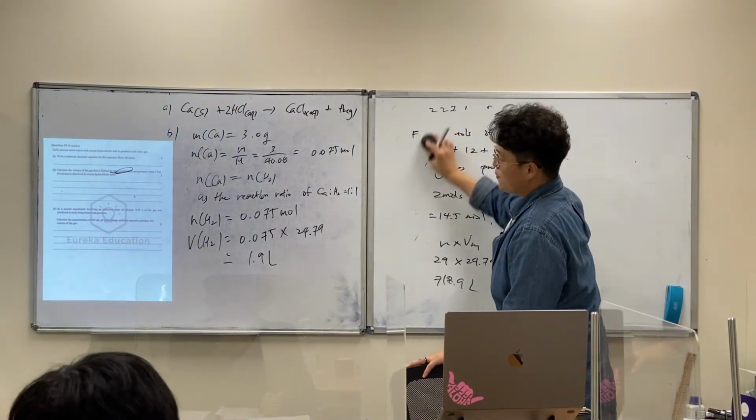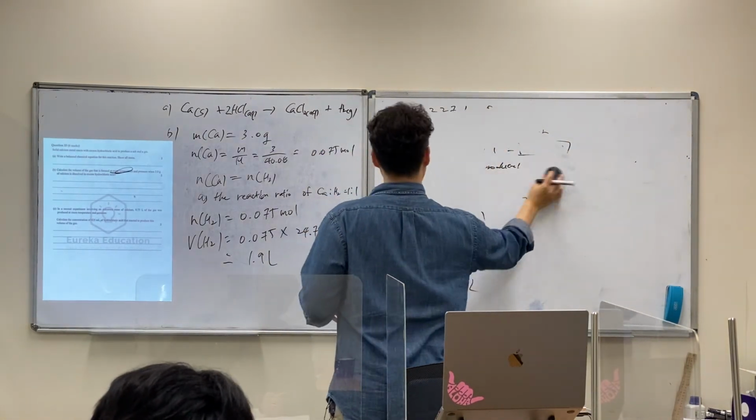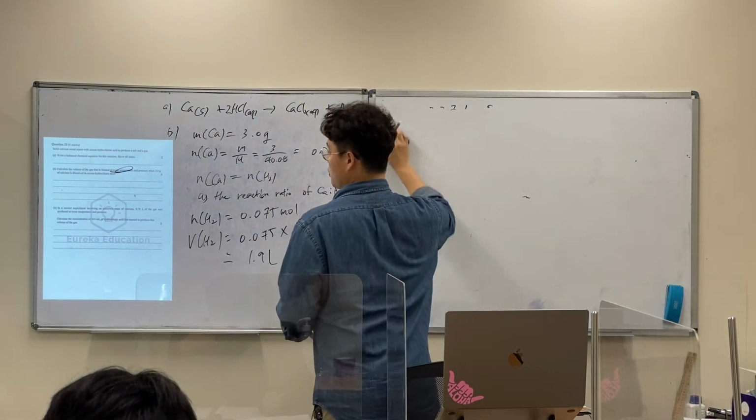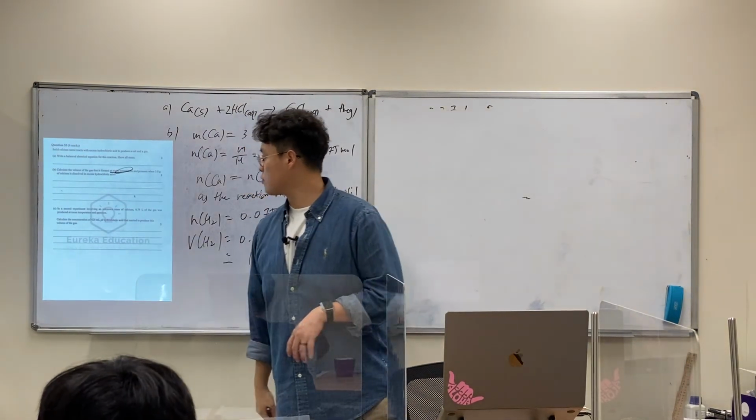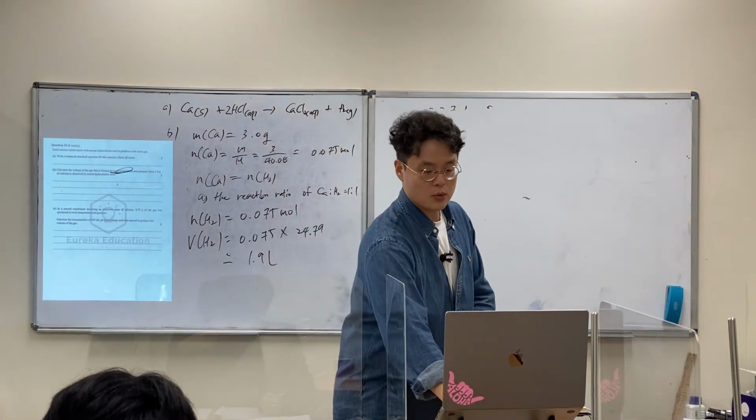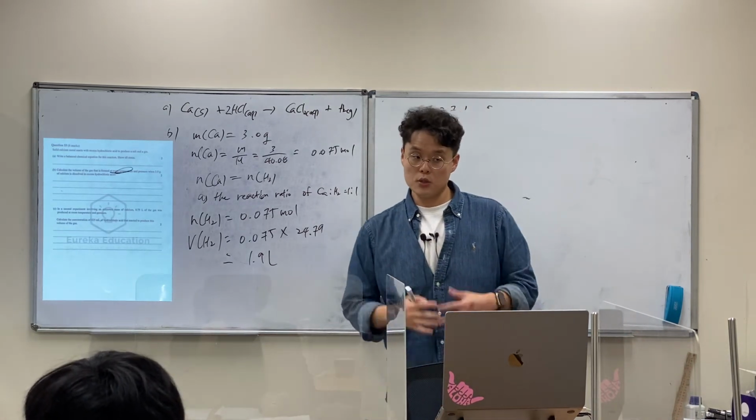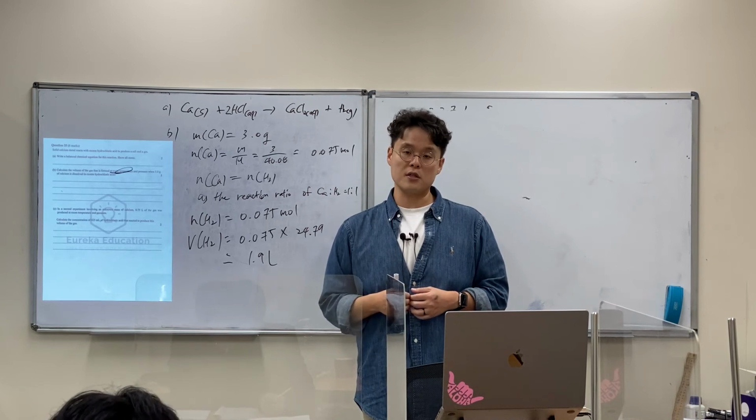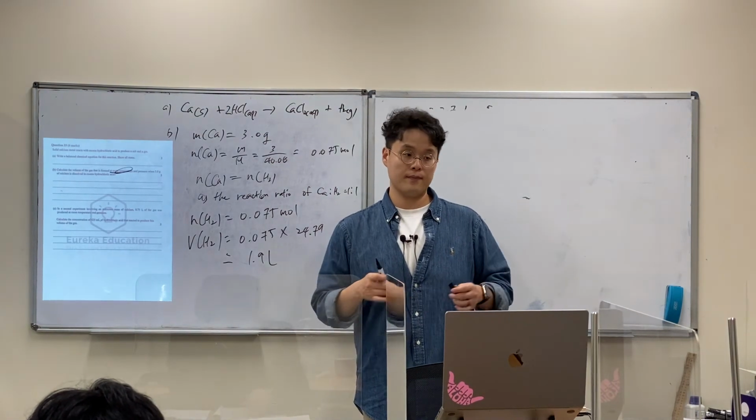C. In a second experiment involving an unknown mass of calcium, 0.75 liter of the gas was produced at room temperature and pressure. Calculate the concentration of the 425. Guys, this is what you will get in the school exam commonly. If you learn up to the gas laws, and you're getting the questions up to gas laws, this is what you will get.